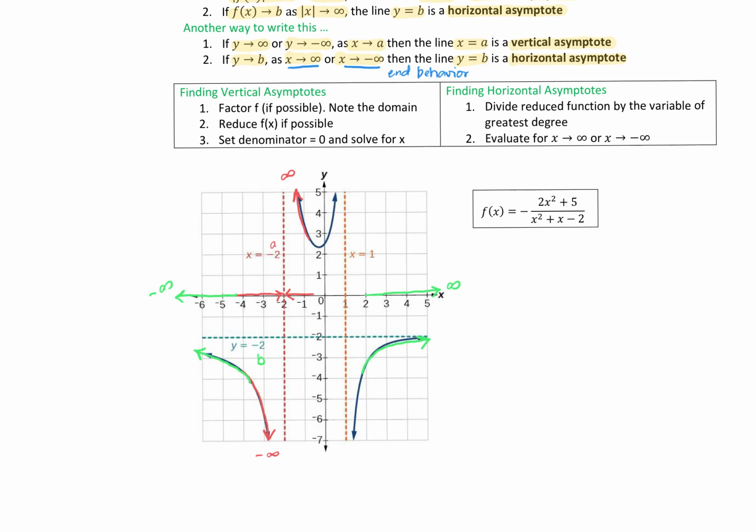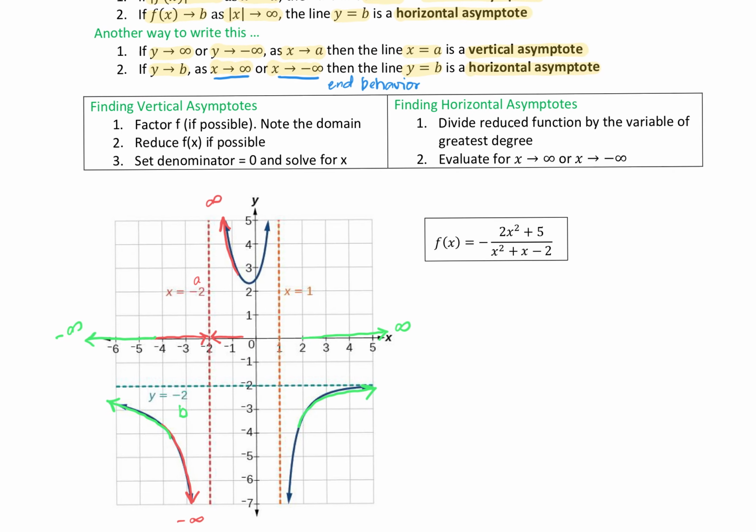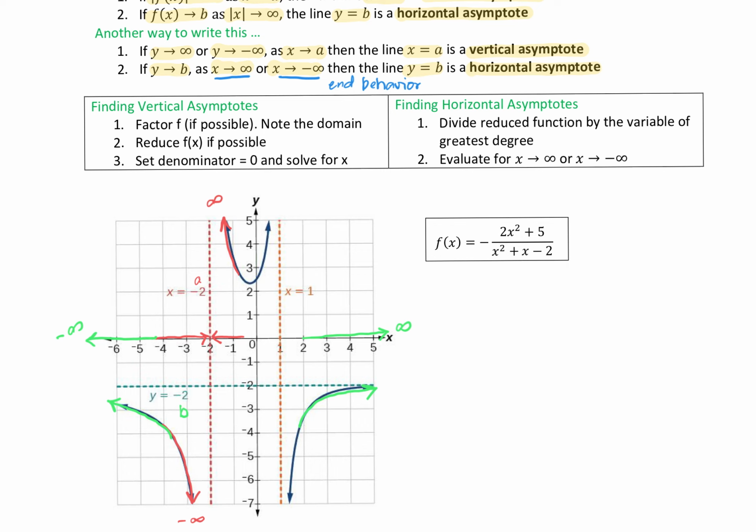Let's go back and look at these boxes here. So we've described what it means to be an asymptote using math symbols. Now let's find our vertical asymptotes and our horizontal asymptotes. Looking in these boxes, if we were to find our vertical asymptote, the first thing we want to do is factor, if possible, our function. And then we're going to note the domain. So we're going to write down the domain.